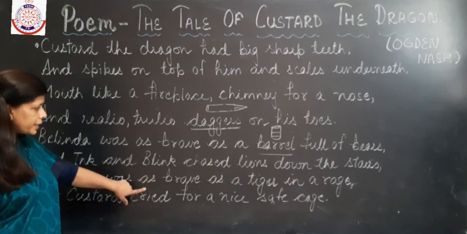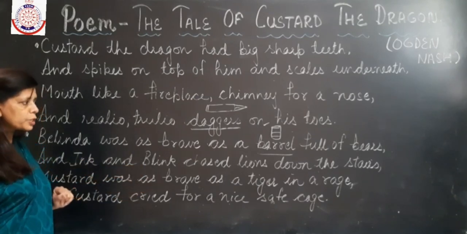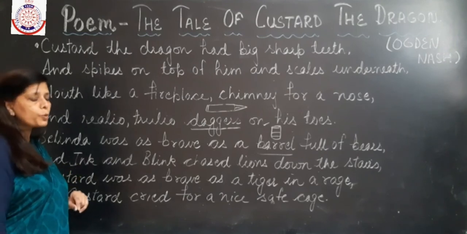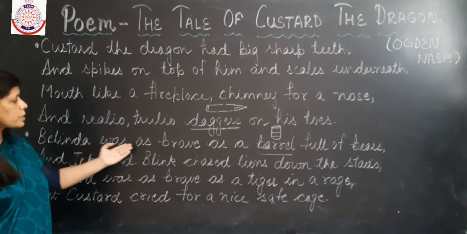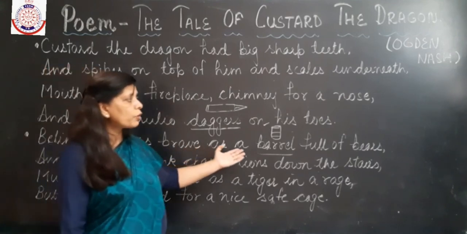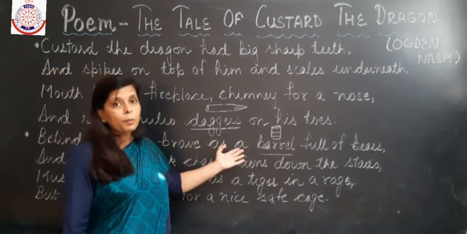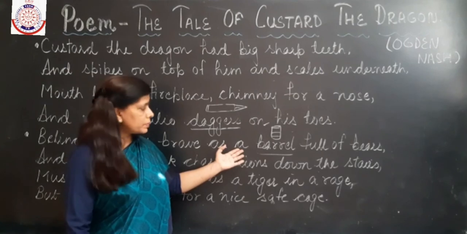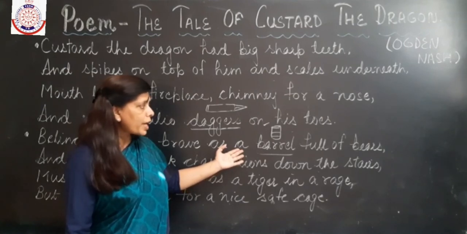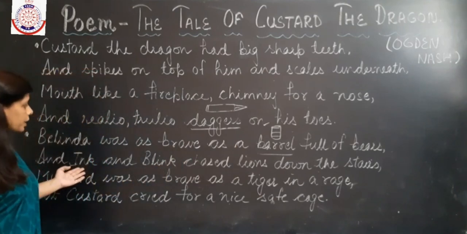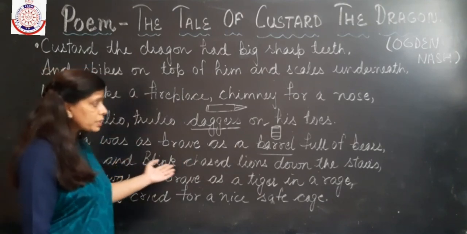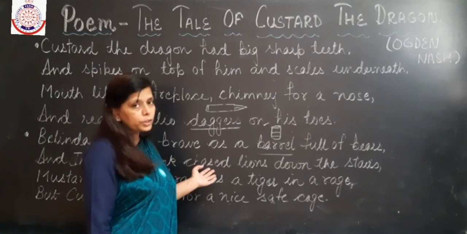Right? And then exaggeration has been used. Exaggeration is also a poetic device. See, it is written here. One is this: Belinda was as brave as a barrel full of bears. So many bears together. Belinda, that character, was as brave as a barrel full of bears. Exaggeration. And here also that kitten and mouse, they were chasing lions downstairs. So this is also exaggeration.